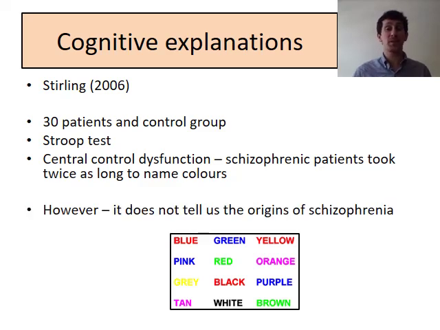However, a main problem is it doesn't tell us anything about the origins of schizophrenia. It tells us that, yes, there must be some cognitive dysfunction in there. Their central control seems to have dysfunction, but it doesn't tell us the origins of schizophrenia, which is a bit of a limitation of the study.